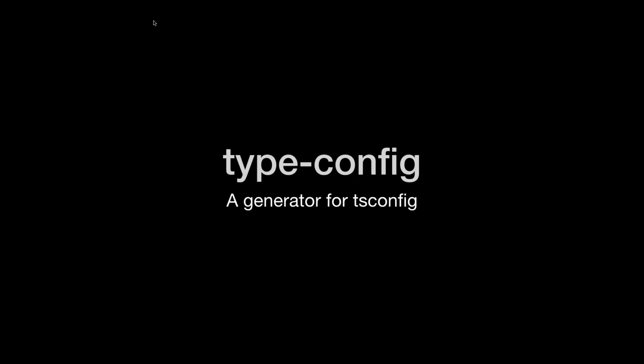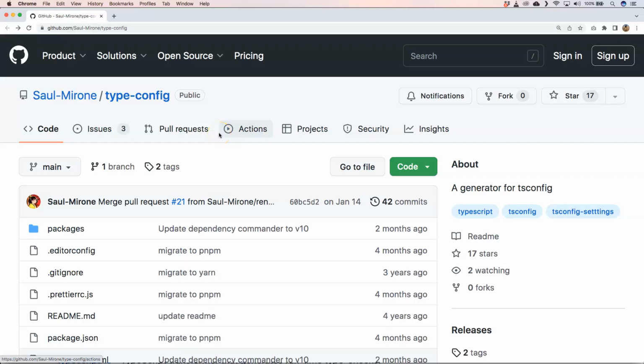In today's video I want to talk about type-config, a generator for tsconfig. So if we go to type-config on GitHub, you will get some more info. I will link this URL in the description below so that you can use this later on when you are totally into using type-config, right? But of course I'm going to show you why this is a great tool.